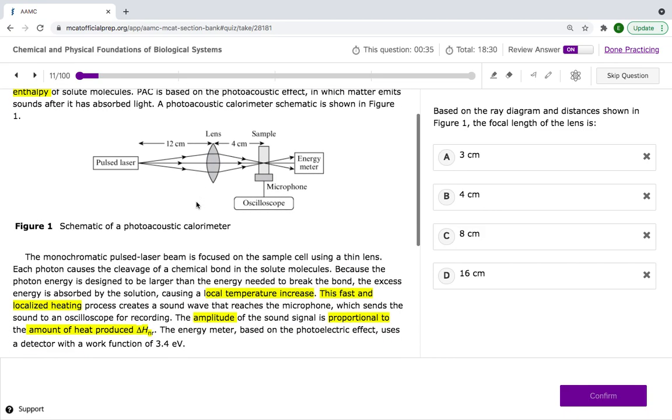You should know this: 1 over F equals 1 over O plus 1 over I, or 1 over F equals 1 over DO plus 1 over DI, whatever you want. Your 1 over DO should be 1 over 12. Your 1 over DI, the distance from the image to the lens, is 4. So 1 over F equals 1 over 12 plus 1 over 4.